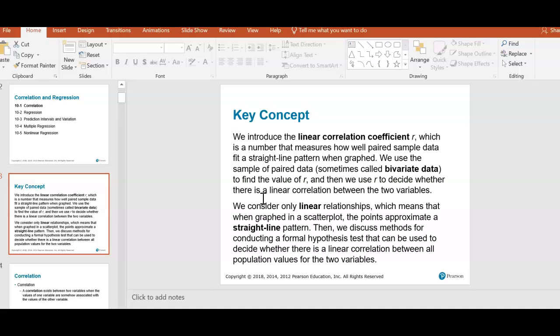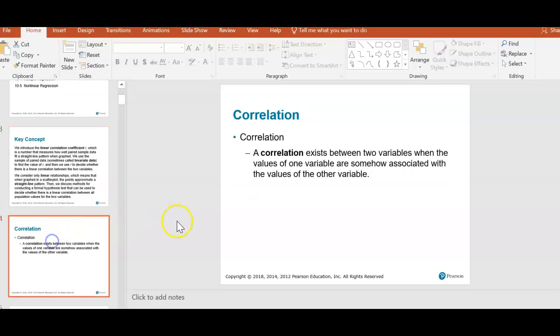We're only looking at linear relationships, so if you look at the data in a scatter plot, the points will approximate a straight line pattern. After that, we're going to discuss methods for conducting a formal hypothesis test to decide whether there is a linear correlation between all population values for the two variables.